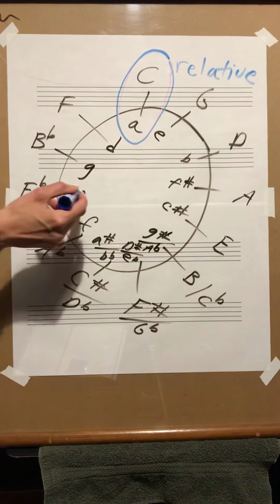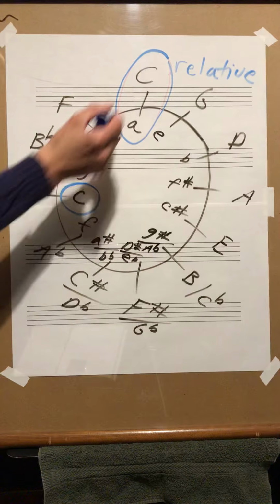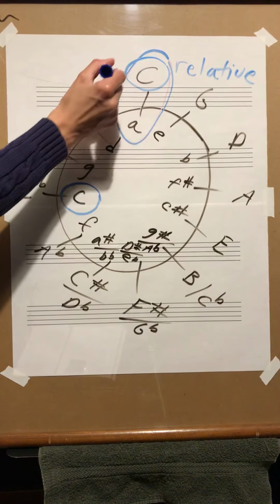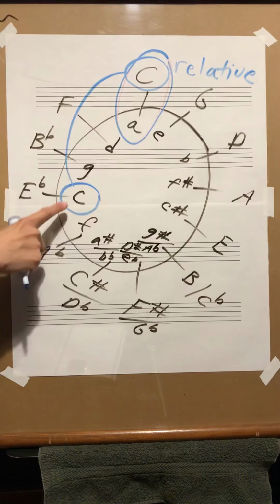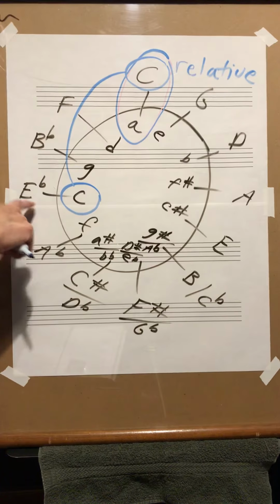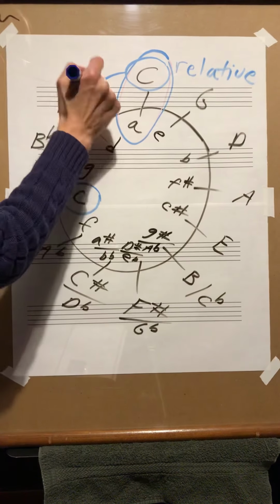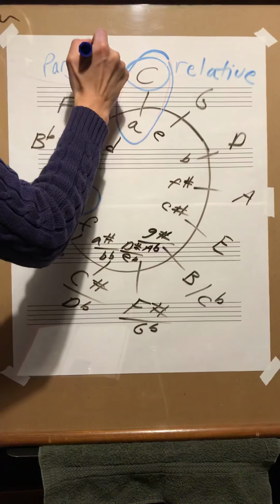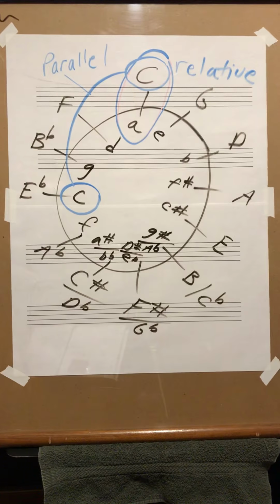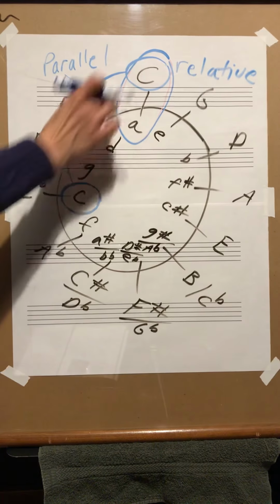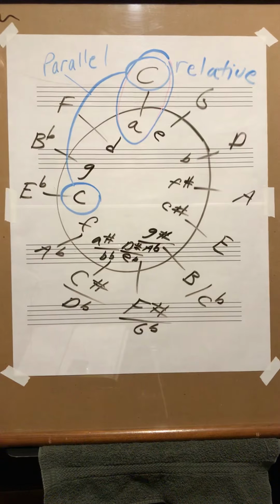We've also got this interesting relationship of C major over here to C minor. C major has no sharps or flats. C minor has 3 flats. We call this a parallel. This is the parallel minor because it shares the same tonic. It has the same starting note, but it has different key signatures. So those are just a couple different differentiations about the 2 minors.